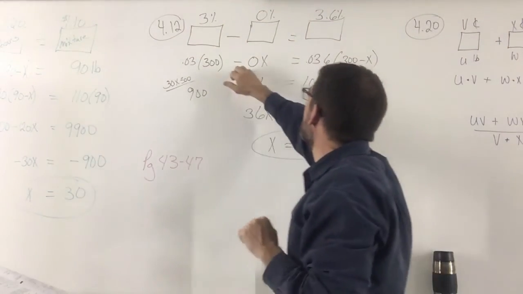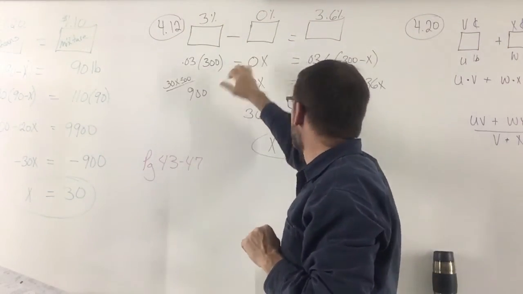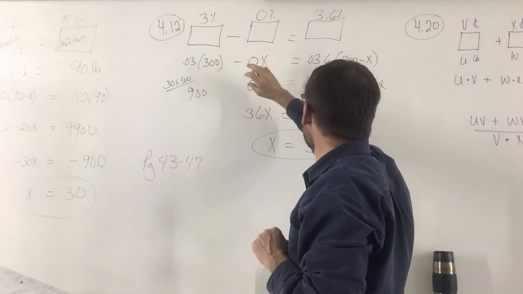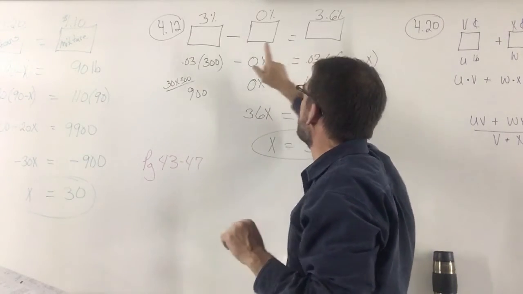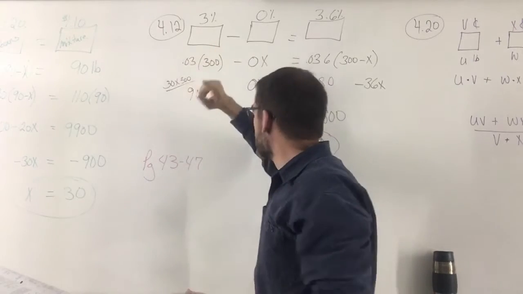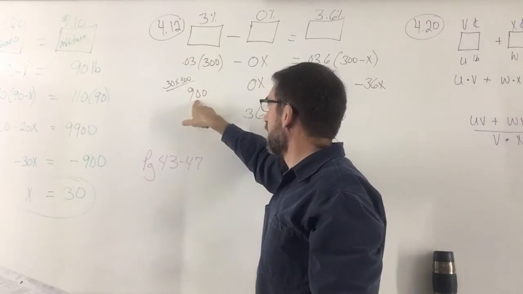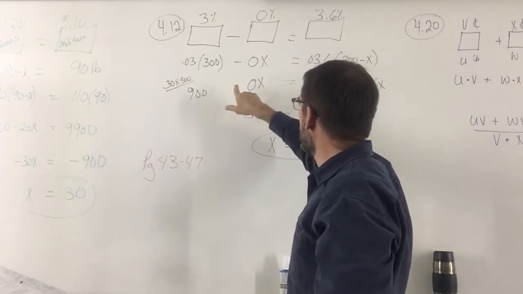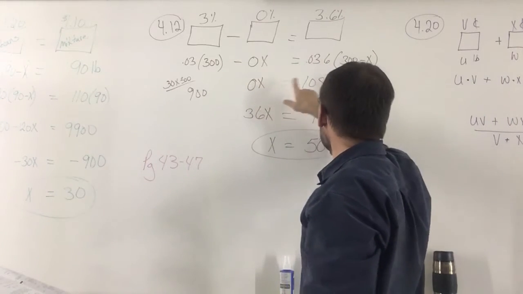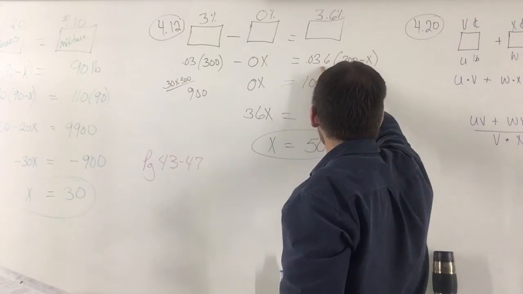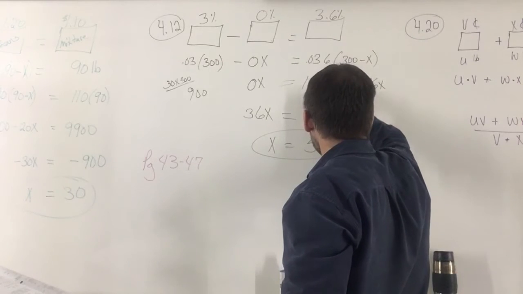Here we go. 0 subtracted 0x. 0x is nothing. Oh yeah, I should have multiplied 3, that's where I got stuck. Sorry. 3 times 300 is 900. And then I got 0 times x. There's nothing to do there. I went 36 times 300 leaves me 180.